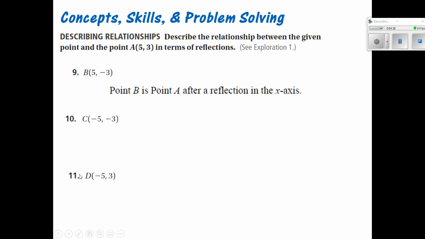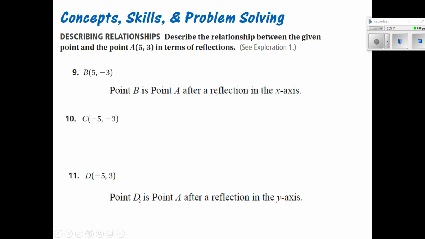All right. Number 11 now says (-5, 3). Well, that's quite the opposite, isn't it? Because now instead of being on the positive side, it's going to be on the negative side, which means it crossed over the y-axis, right? So that means this point is going to be a reflection crossing the y-axis. Okay, point D is point A after reflection across the y-axis, and you can see what they're talking about.